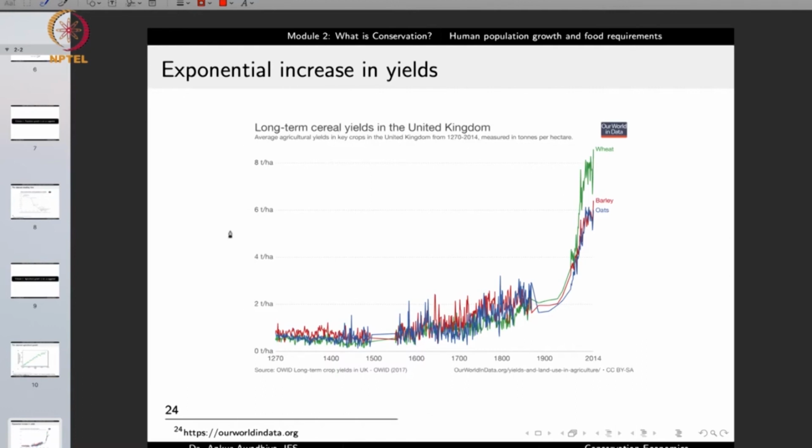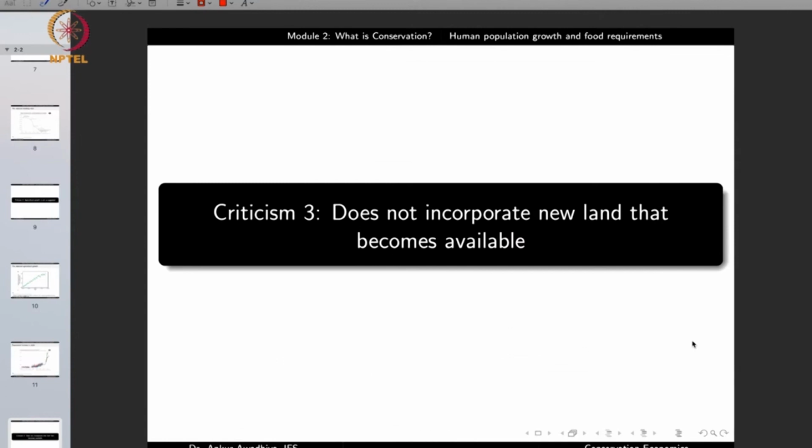So on a long-term scale, we can observe exponential increase in agricultural production as well, which is not what Malthus had said. Malthus said that there is only an arithmetic progression growth in case of agricultural production. We are observing a geometric progression on a long-term scale. Third, Malthus did not incorporate the new land that becomes available with time.